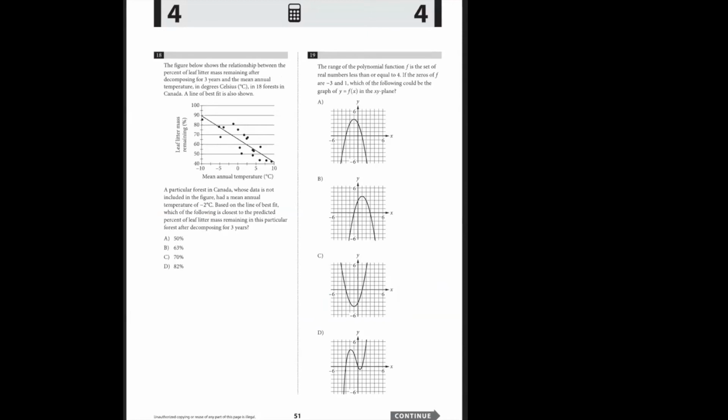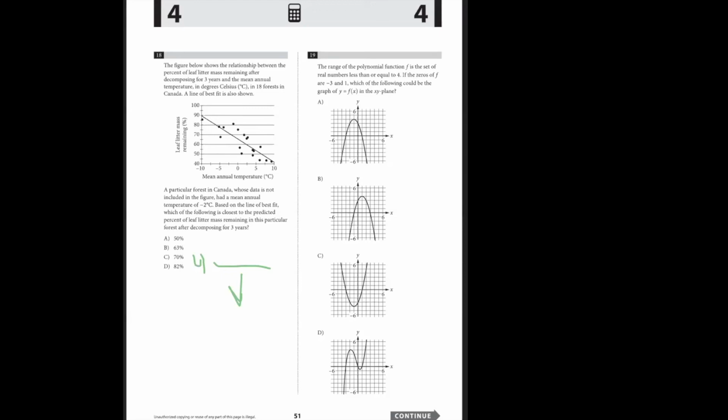I'm going to do number 19 because number 18 kind of looks like something we already did. So let me look at number 19. It says the range of the polynomial function f is the set of real numbers less than or equal to 4. So remember, range is y values, and it's saying that the y values are 4, and then they just keep going down. So if the zeros are -3 and 1, which of the following could be the graph of y equals f of x?